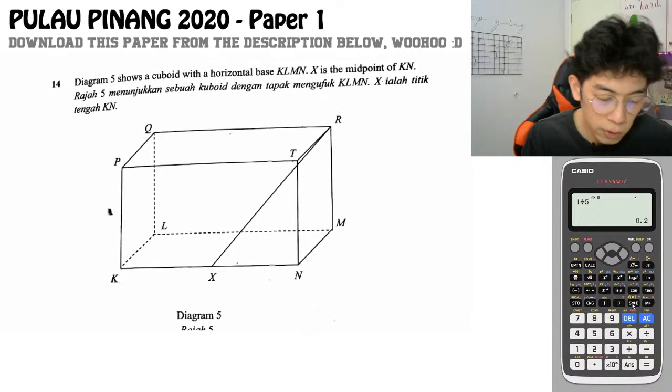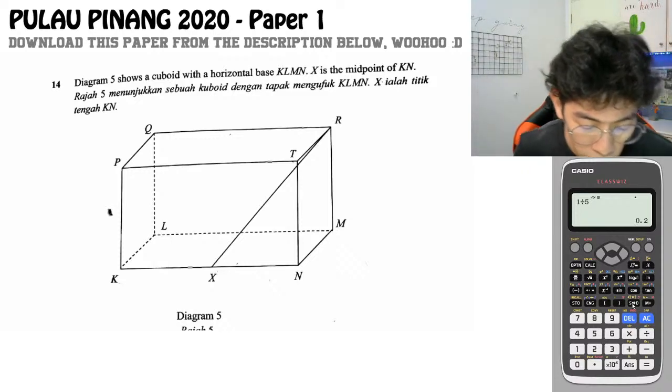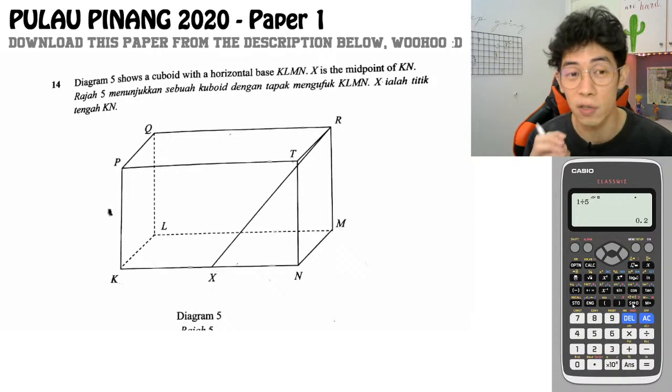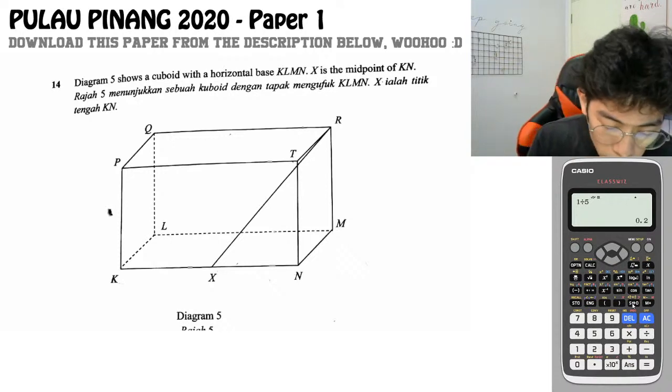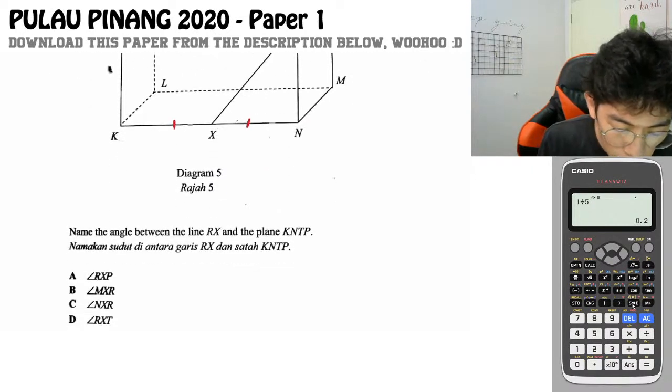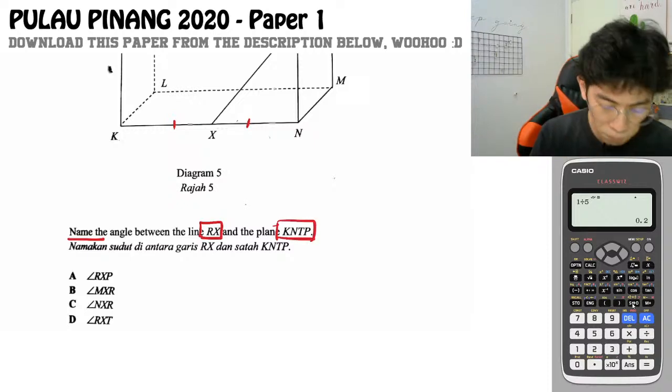Okay guys, diagram 5 shows a cuboid with a horizontal base KLMN. Okay everyone, there's a trick over here. The trick is like this. All these midpoints I just put there, so nothing special. The important thing is to name the angle between this one and this one. So we're going to identify these two things.